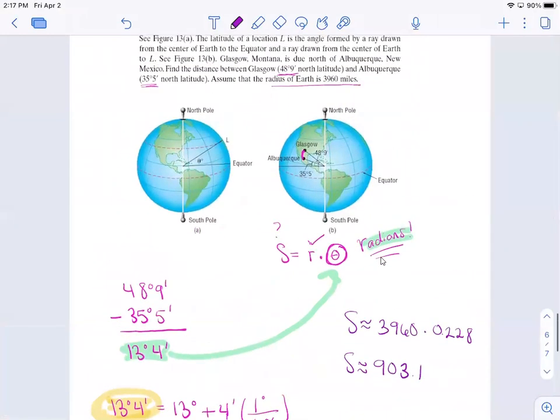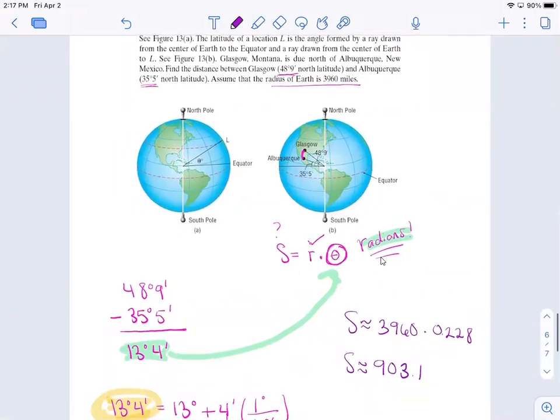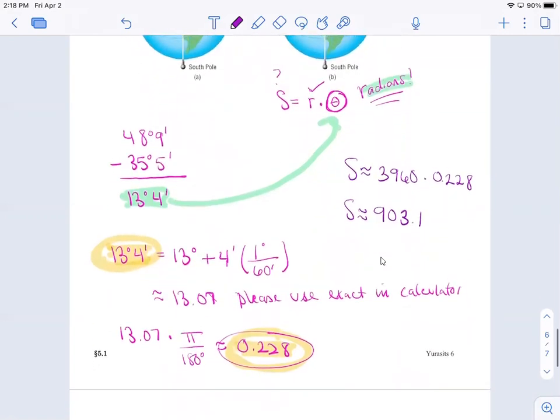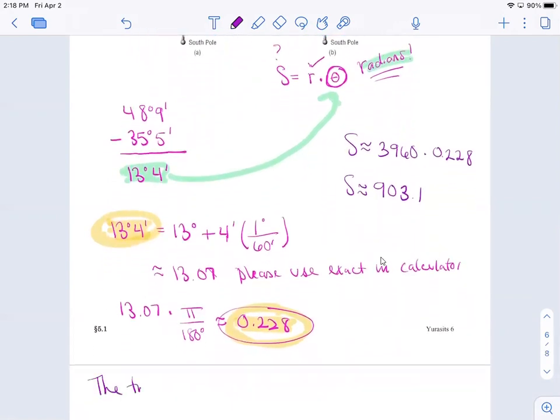Let's just make sure. This is what I want you to do when you're doing your homework, because the online system will mark you wrong if you don't round accordingly. This didn't give us exact rounding instructions, so I'm just going to leave it like that. The key thing in mathematics is to write a full sentence. So I'm going to say the two cities are approximately 903.1 miles apart. All right, enjoy your homework.